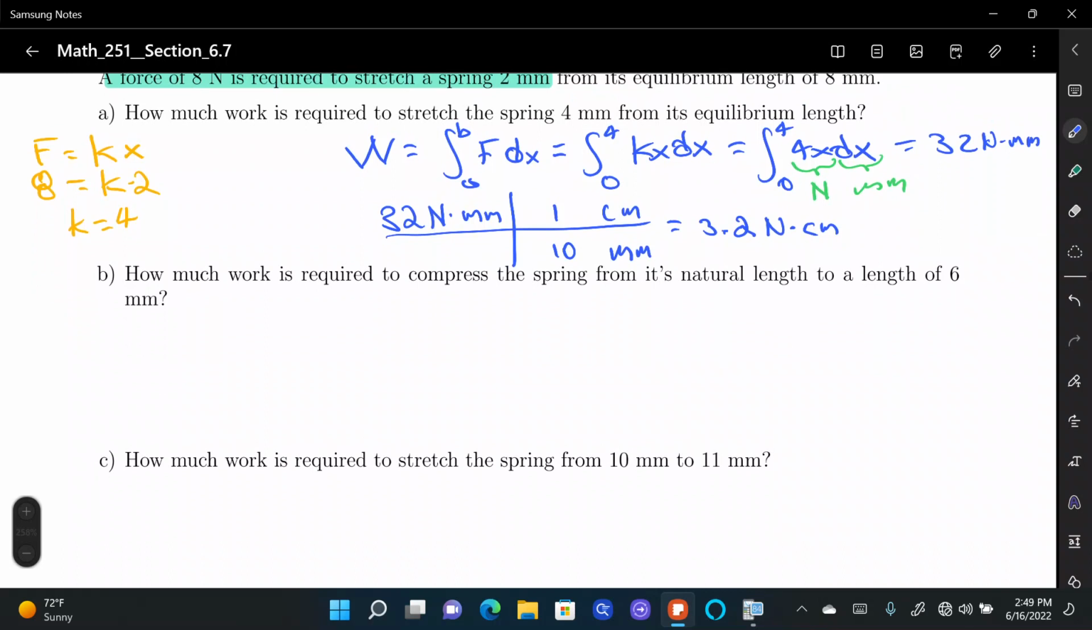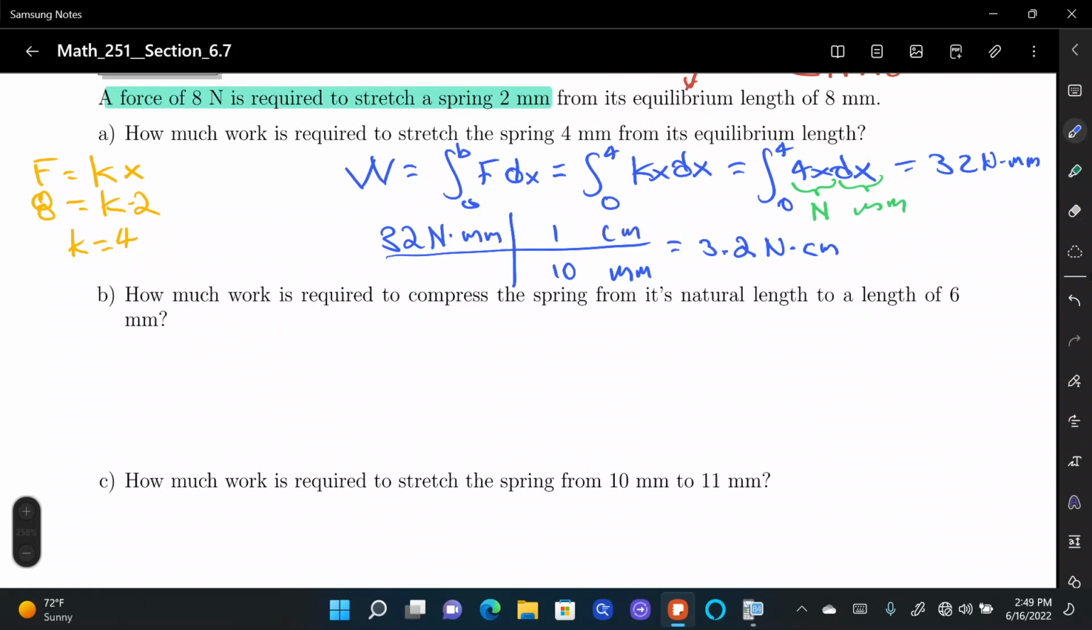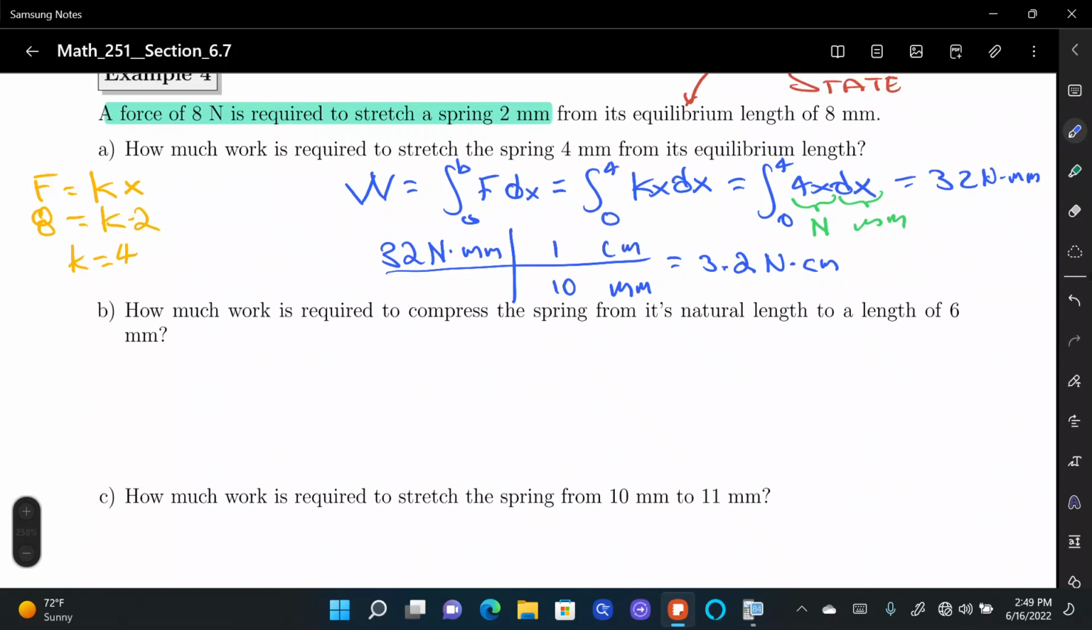Questions about this one? Yes. What does the value of K stand for? The K is a constant. It's a spring constant, and that's a value that depends on each spring. For example, this spring in particular was designed with materials and the thickness of the wire that it is made from. It was designed to require 8 newtons to be stretched 2 millimeters.